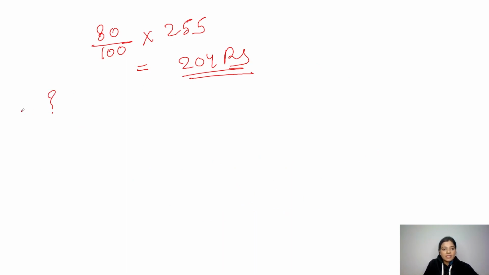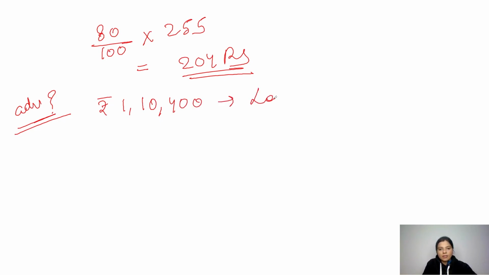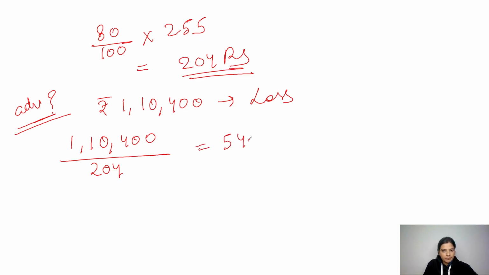Now, how many advertisements will the newspaper house need now? That we have to calculate. So now the loss is rupees 1,10,400. So that is the loss. To recover this loss, the advertisements which the newspaper house has to print will be nothing but 1,10,400 upon 204 rupees. So that is 541.17 advertisements. So these are the number of advertisements.